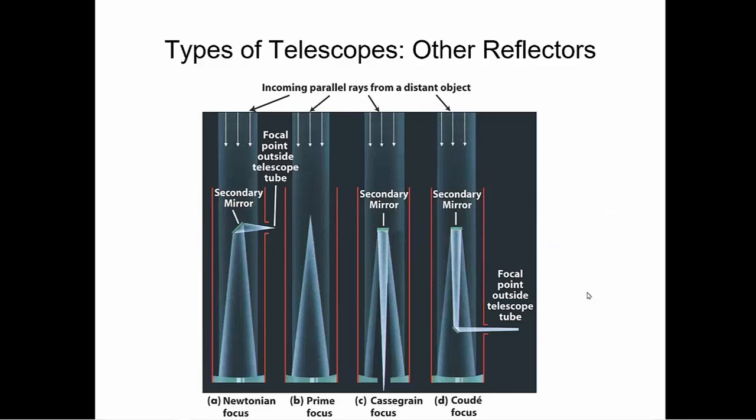And here are a few different types of telescopes. The Newtonian focus, a prime focus, a Cassegrain focus. I don't know how to pronounce that D one right there, but just different designs for different purposes. Newtonian reflecting telescopes are nice for inexpensive amateur telescopes.